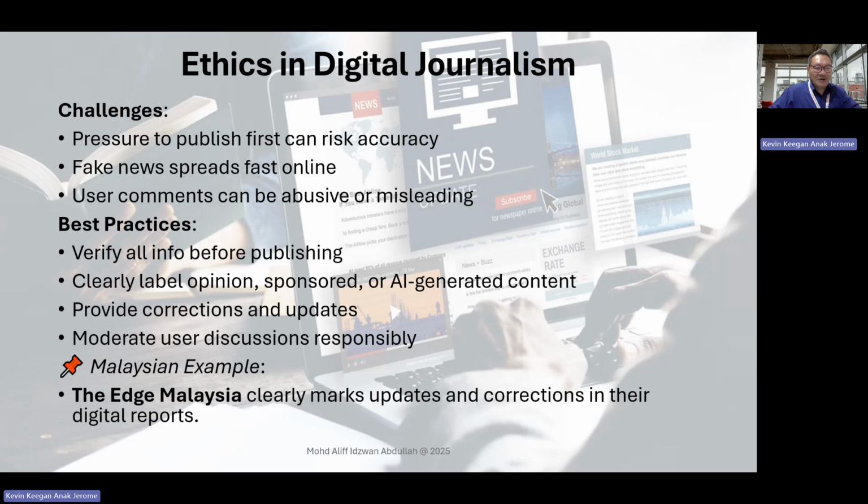Challenges: pressure to publish first can risk accuracy. You want to be the first, as if you are part of the viral news trending. Fake news spreads fast online. User comments can be abusive or misleading. Best practice: verify. As fast as you want the info out there, verify first. Clearly label opinions, sponsored or AI-generated content. Provide correct updates and moderate user discussion responsibly.